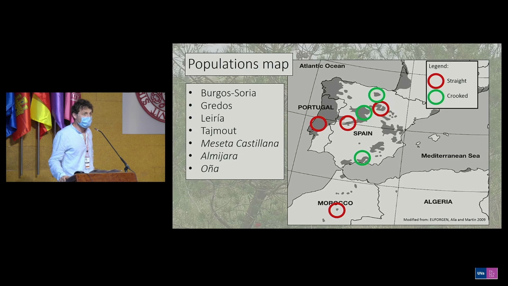So here we have the map with the populations we used. There are 7. Some are crooked, some are straight. And as you can see, we have close populations that show very different characters.